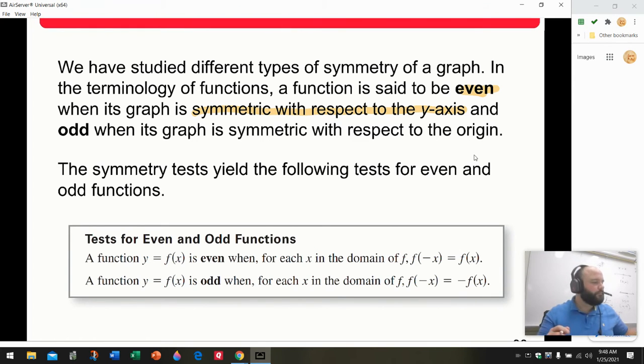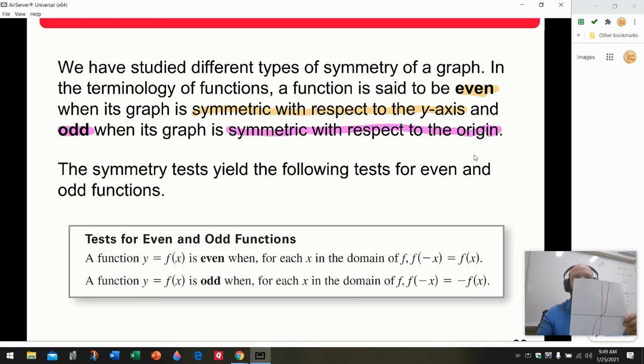In a similar fashion, we have odd functions, and what it means to be odd is that it's symmetric with respect to the origin. This one's a little harder to understand because it's not immediately obvious what it means to be symmetric with respect to the origin. What you can see is I have the graph of x cubed. It goes up to the right and it goes down to the left.